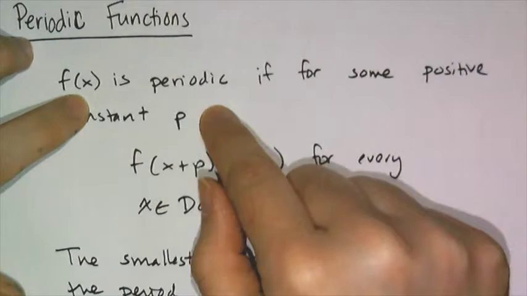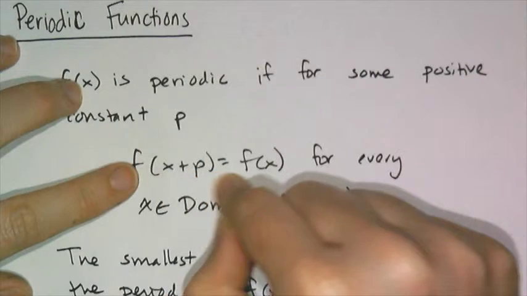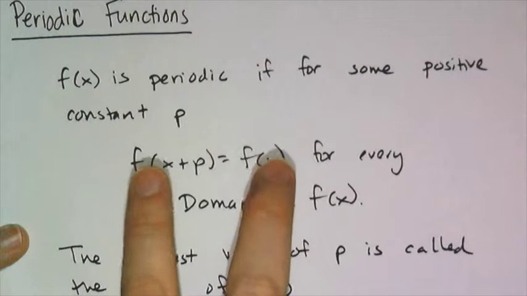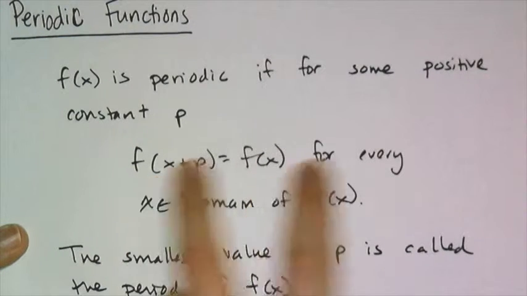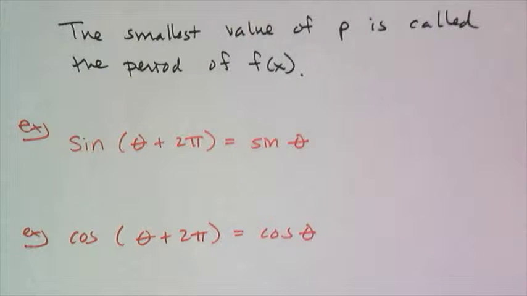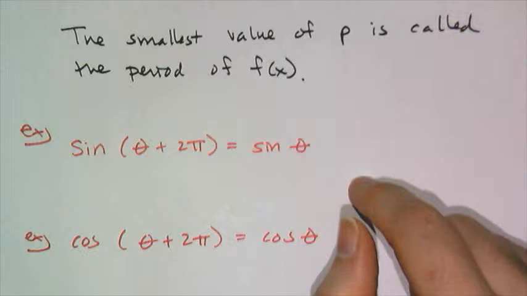f of x is periodic if for some positive constant p, f of x plus p is equal to f of x. All right, now the smallest value of p is called the period. It's the smallest chunk of the graph that you can take and then repeat to generate the entire graph. Now thinking about sine and cosine, they're also referred to as circular functions because they are generated by going around and around and around in a circle.